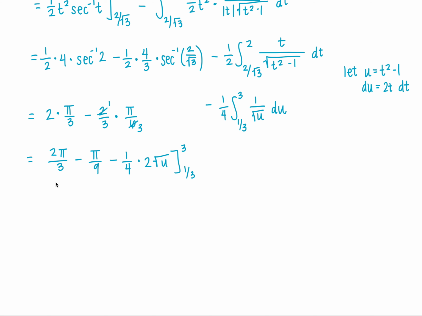I'm going to end up making a common denominator. So the 2 pi over 3, I can rewrite that multiplying top and bottom by 3 as 6 pi over 9 minus pi over 9. Then over here, 1/4 times 2 is going to give me a minus 2. And then substituting in, I'm going to have the square root of 3 minus the square root of 1/3.